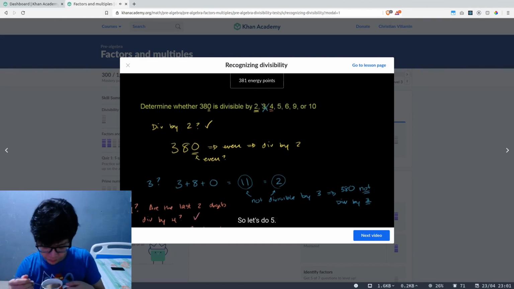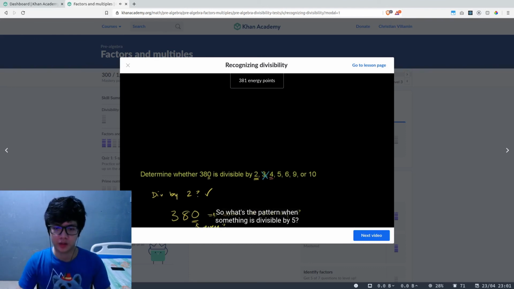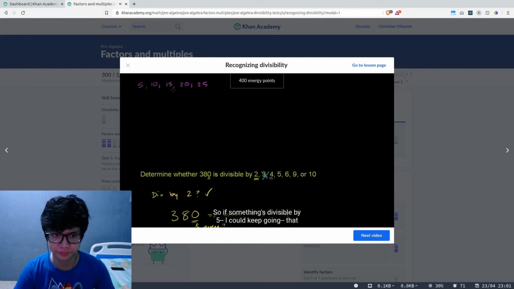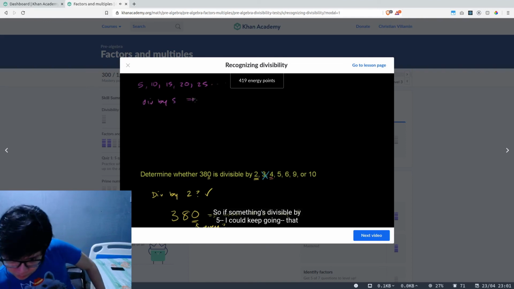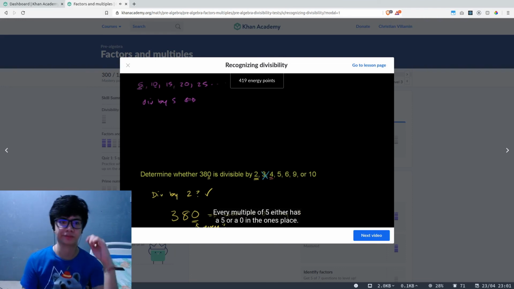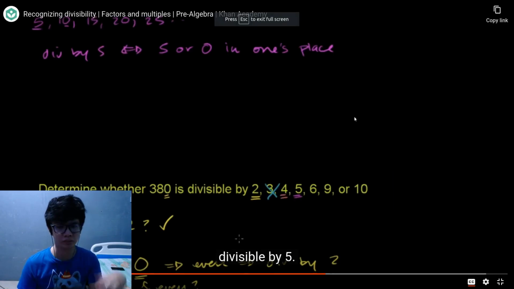So let's do 5. Let's try 5. So what's the pattern when something is divisible by 5? Let's do the multiples of 5: 5, 10, 15, 20, 25. I could keep going. So if something is divisible by 5, that means it ends with either a 5 or a 0, right? Every multiple of 5 has a 5 or a 0 in the ones place. Now, 380 has a 0 in the ones place. So it is divisible by 5.